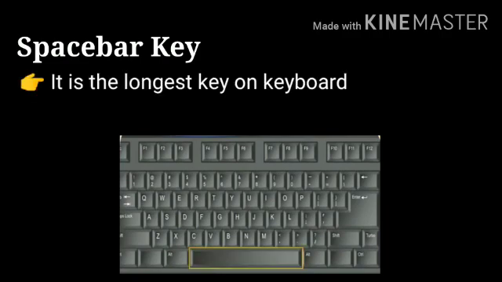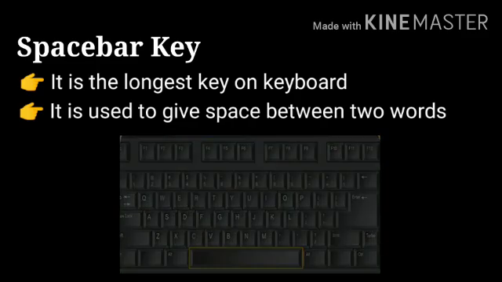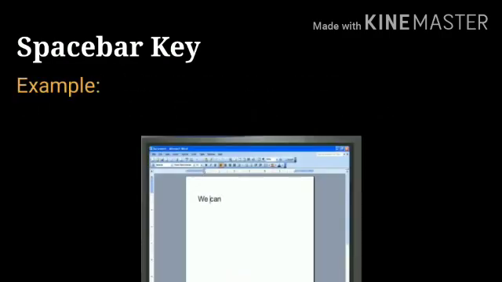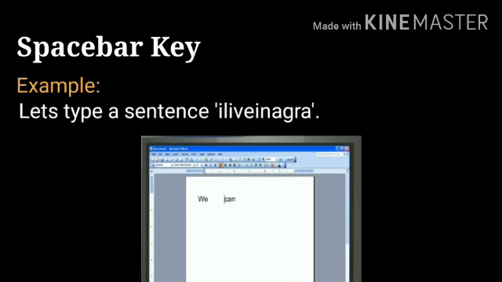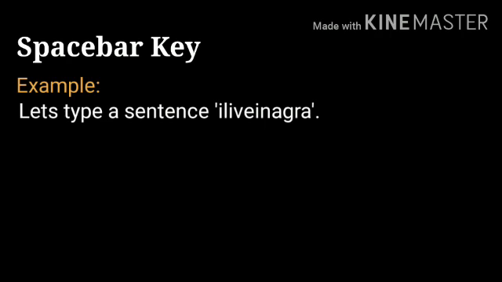Space bar is the longest key on the keyboard. It is used to give space between the two words. Now let's take an example to understand the spacebar key. Let us type a sentence, I live in Agra. Now press the spacebar key once between the words to give a space.